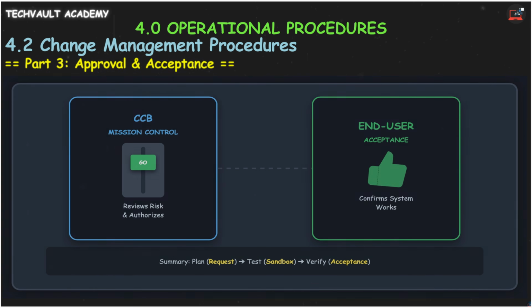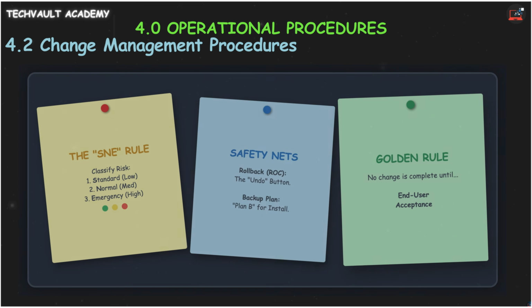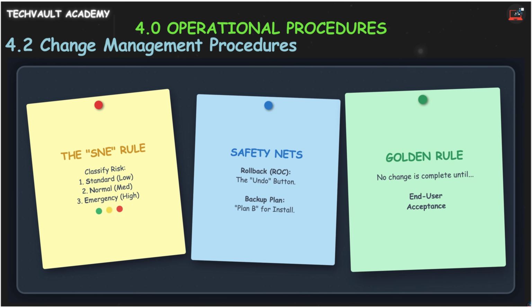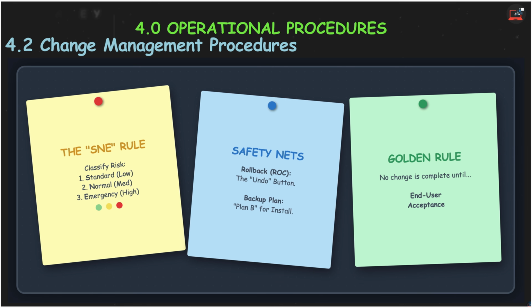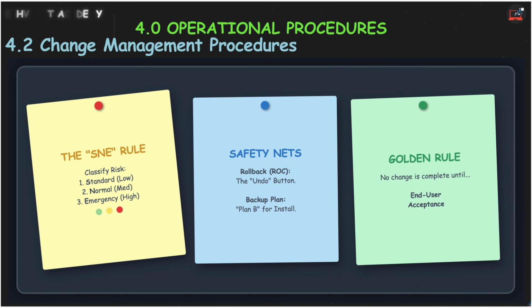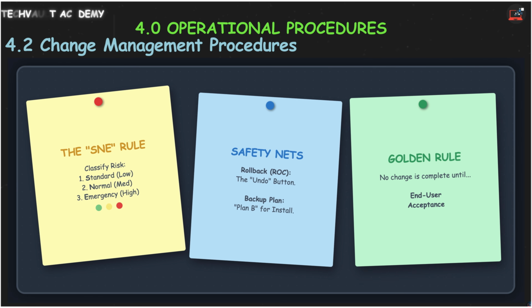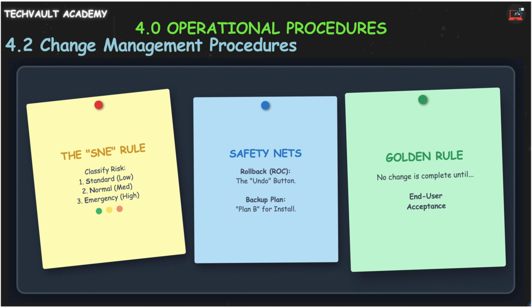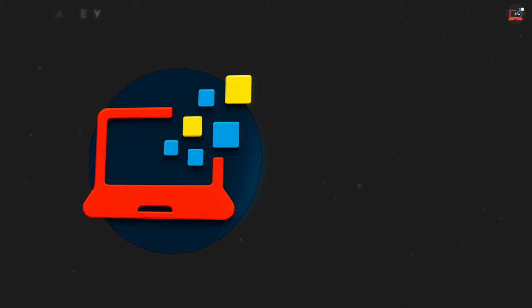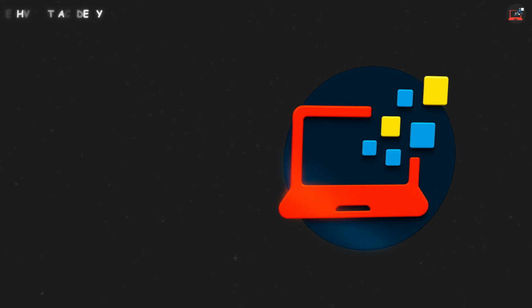To summarize the key ideas, treat change management like air traffic control. Use the mnemonic to categorize changes as standard, normal, or emergency. Always test in a sandbox, have a rollback plan ready, and never close a ticket without end-user acceptance.